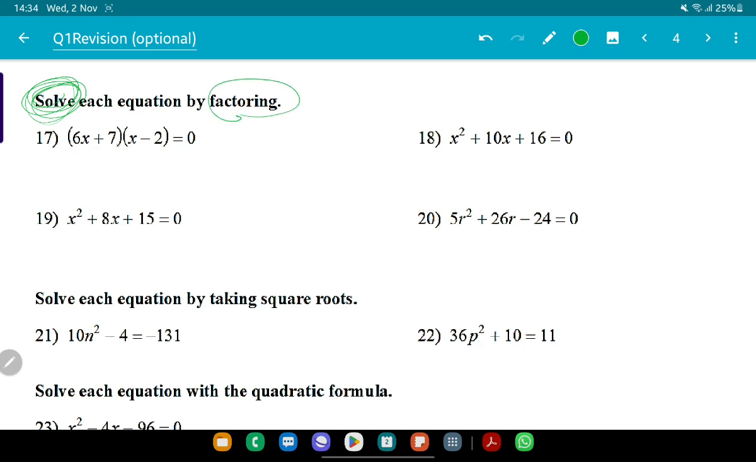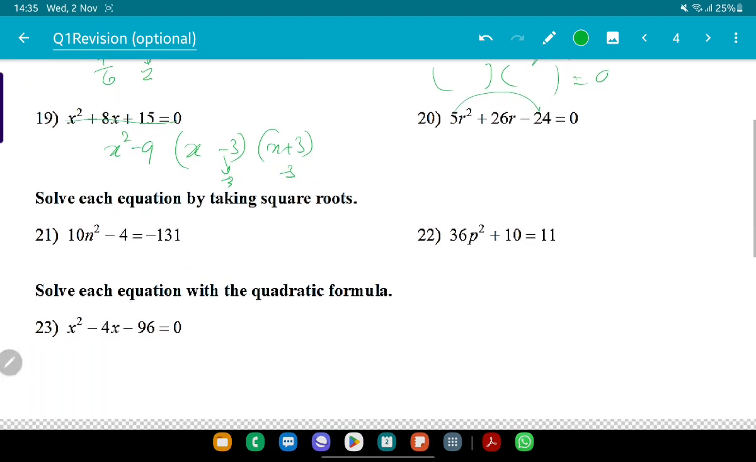This is already factored. So this is positive 2 and this is negative 7 over 6. Then here, factorize first to get the 2 brackets, then take the answer by the opposite sign. Factorize first, okay, and then take the answer by the opposite sign. You can remember if you have a different example like x squared minus 9, factorize this to be x minus 3, x plus 3, this will give you positive 3, and this will give you negative 3. Same here, but before you take the negative 24, multiply by 5, then factorize the answer.